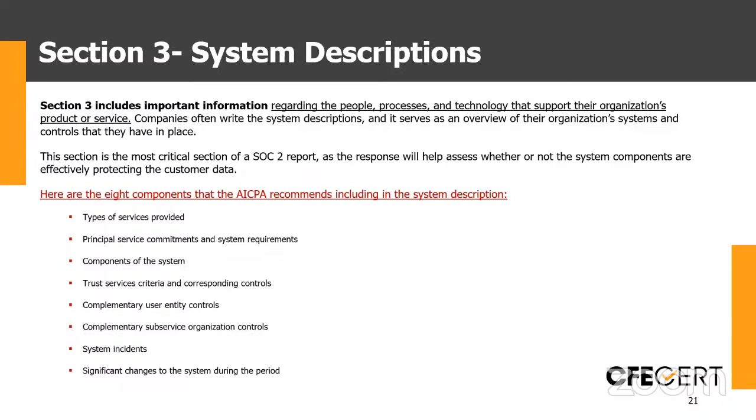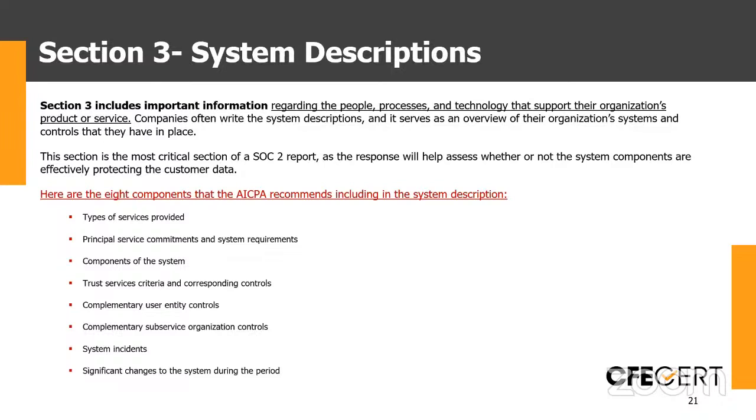The key 8 components that AICPA recommends to have in section 3, or description of systems, are the types of services provided by the service organization, the principal service commitments and system requirements, components of the system, trust service criteria and corresponding controls, complementary user entity controls, complementary sub-service organization controls, system incidents, and significant changes to systems during the audit period. Two terms might be new to you: complementary user entity controls and complementary sub-service organization controls. So I'll take you through them.